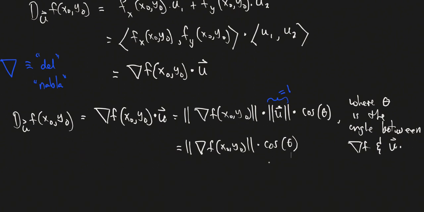Now, when we say between them, again, remember, these are two vectors. And in a second, I'll sketch a couple things that might emphasize that. But these are two vectors, and theta is the angle between them. So when I look at this, this is like an alternative formula for our directional derivative. It's simply the magnitude of the gradient vector times the cosine of the angle between them.